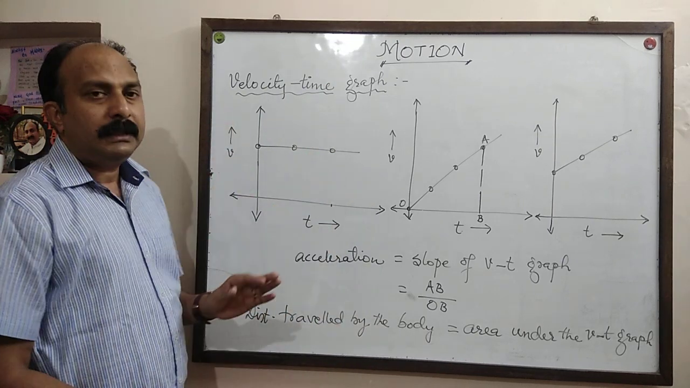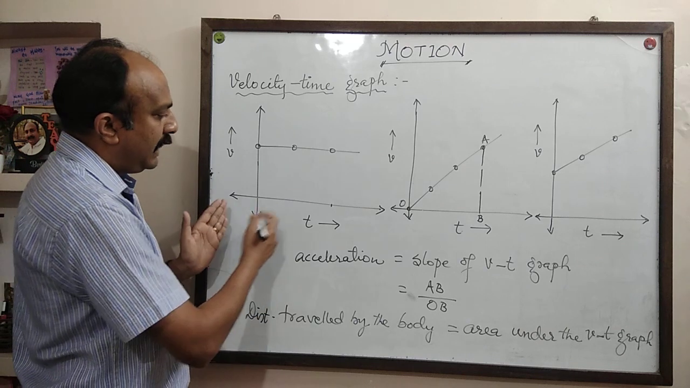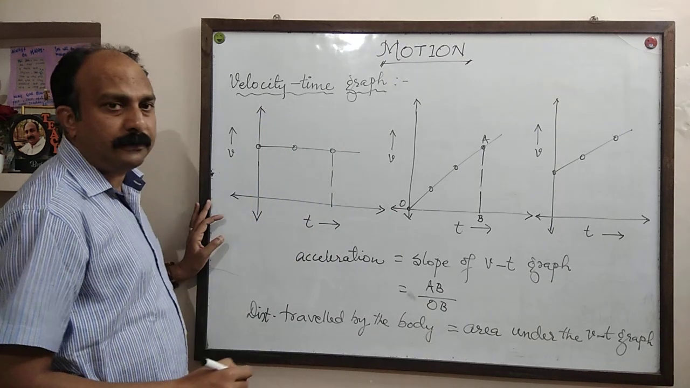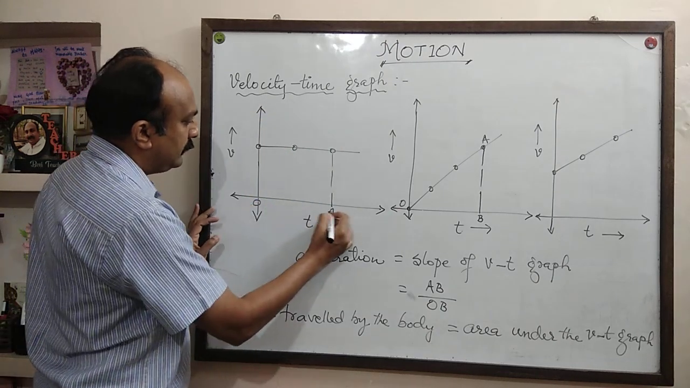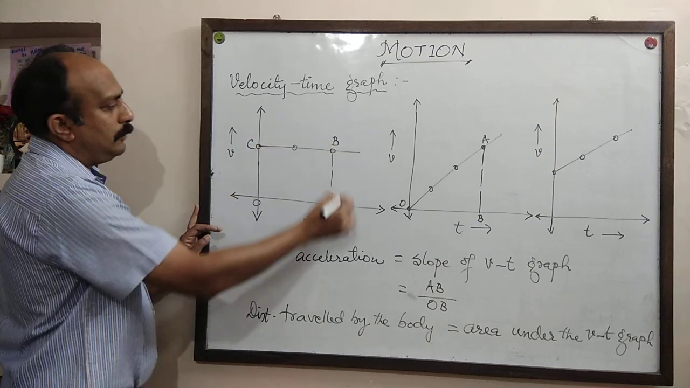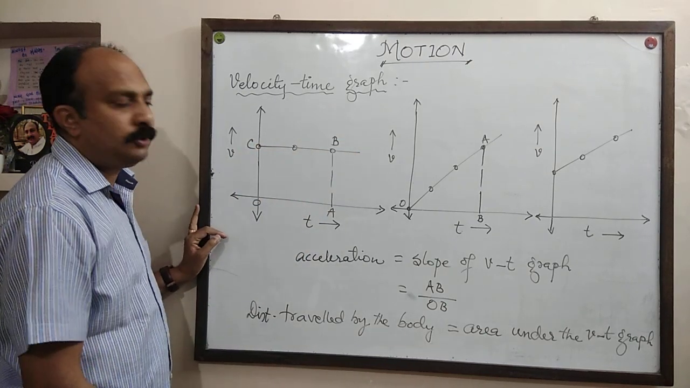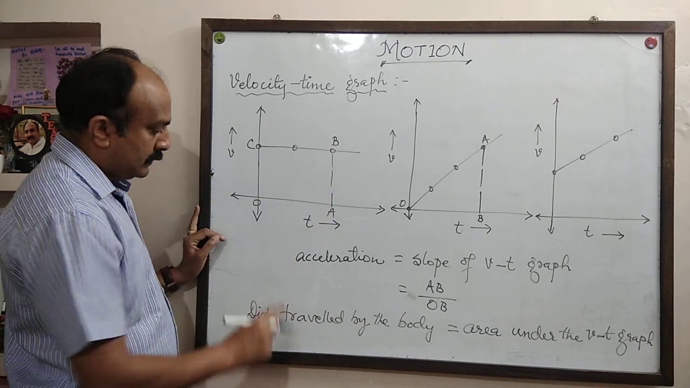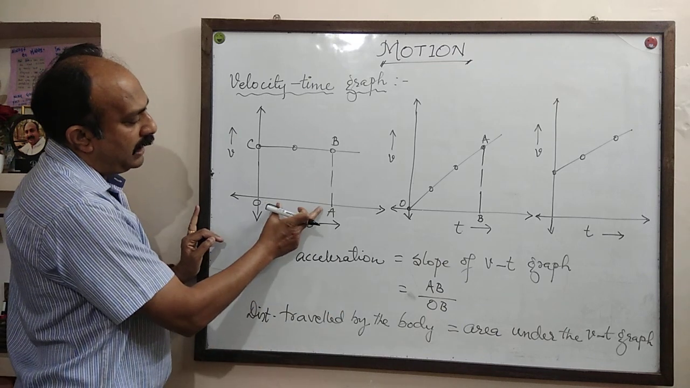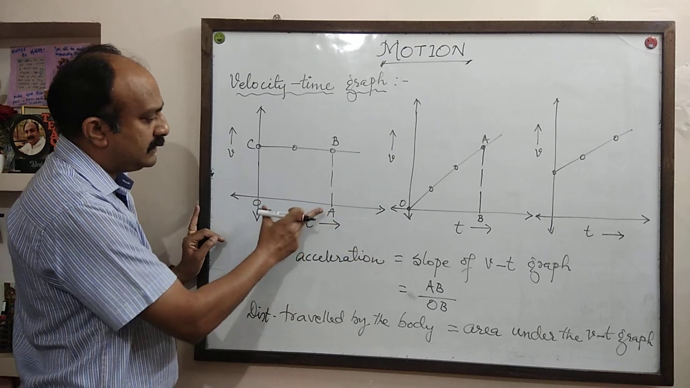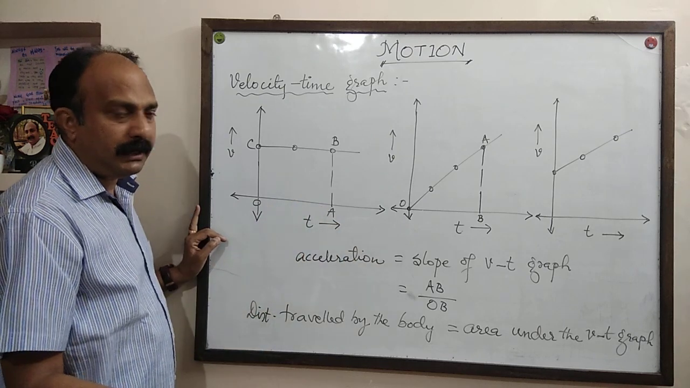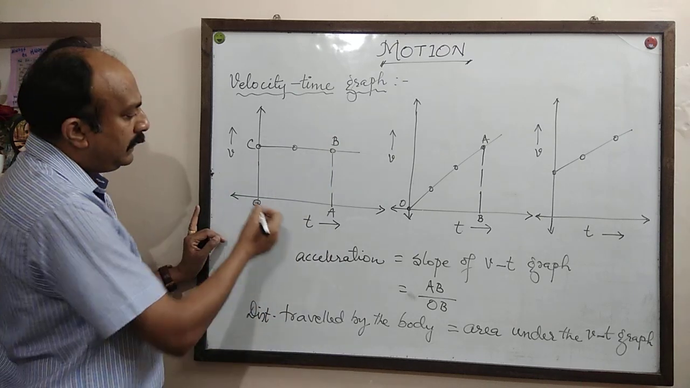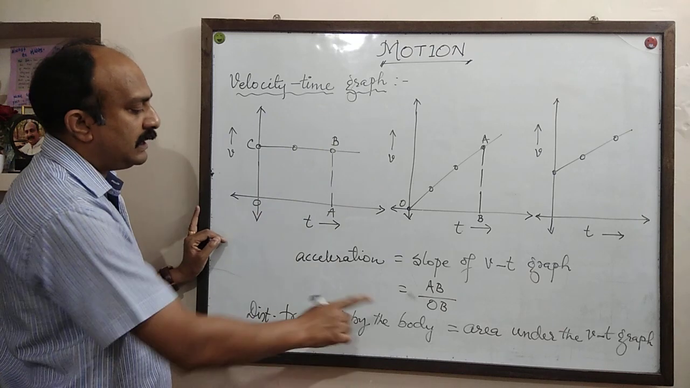In order to find the area under the Vt graph, at t second, you may draw a perpendicular till the graph. Now you can see a geometrical figure is formed here. What is that geometrical figure? OABC is a rectangle. So, distance traveled by the body after t second, this is the time axis. After any time t, you will get a rectangle in this case. Area of this rectangle will be the distance traveled by the body.